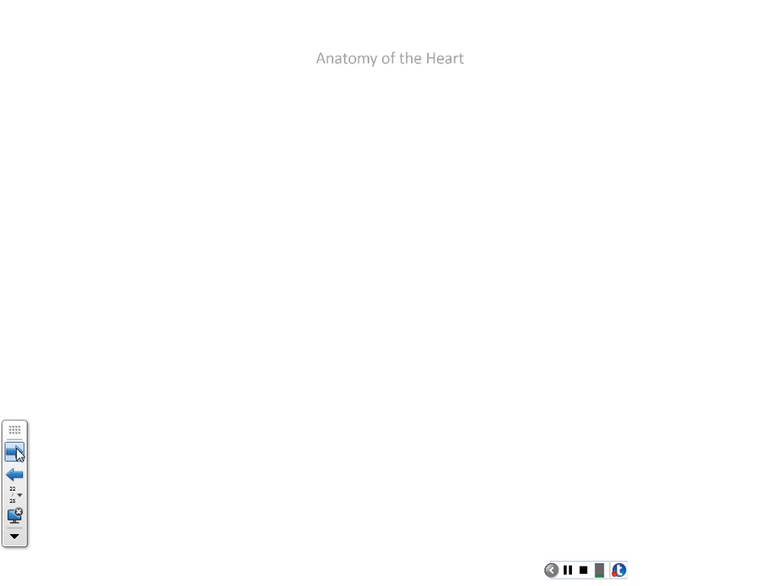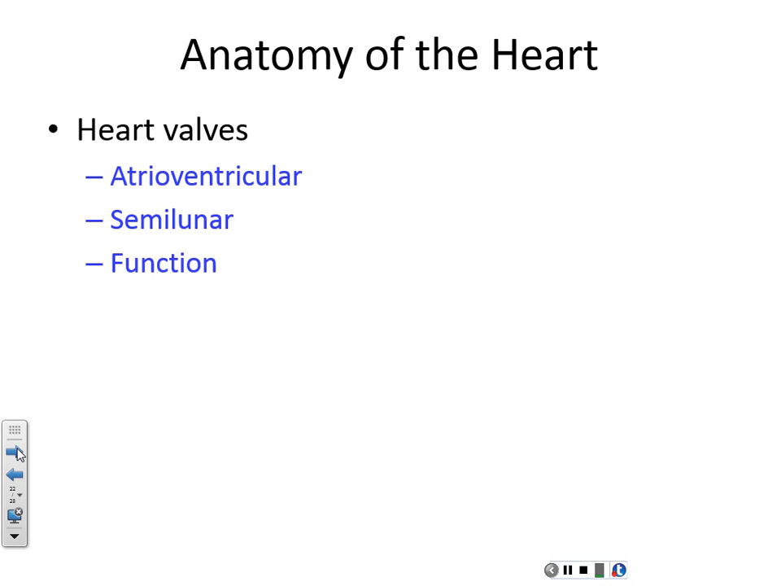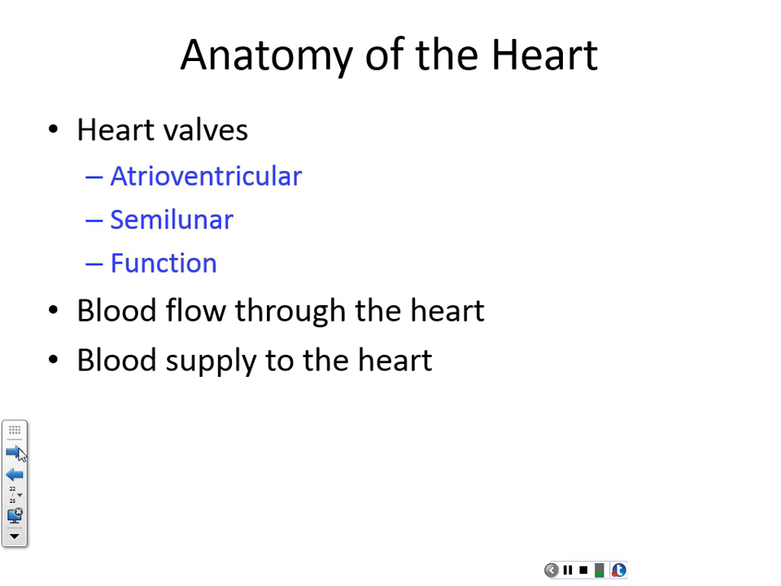Okay? And then, of course, you need to know the valves, the atrioventricular valves between the atria and the ventricles, right? And what's the purpose of that? Prevent prolapse into the atria, prevent blood flow into the atria. Semilunar valves, you know, they are located at the pulmonary trunk and the aorta, all right? Prevent blood flow into the ventricles, okay? You need to know where they are located and what the function of each of those valves is, you know what I'm saying?